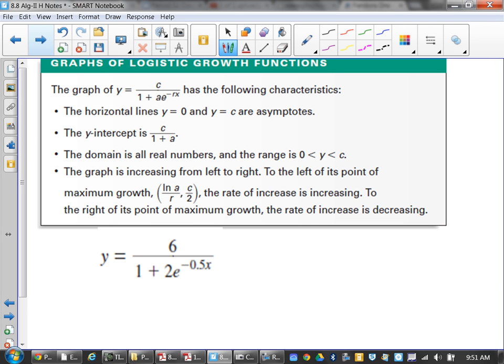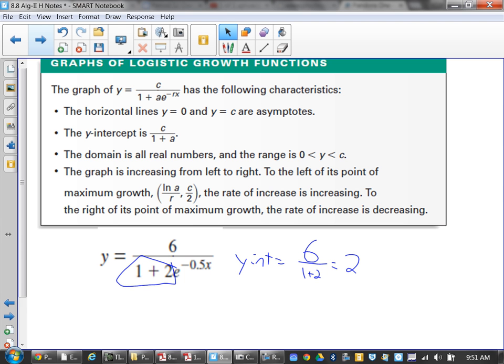Okay? The y-intercept is just the numerator divided by 1 plus a. Now your value of a is just the coefficient in front of the e. So my y-intercept is going to be 6 divided by 1 plus 2, which is 2. So y-intercept at 2. I know that the domain, all possible x values, can occur. It's increasing from left to right, so I know that it's coming this way and coming up to here. That's really all there is.